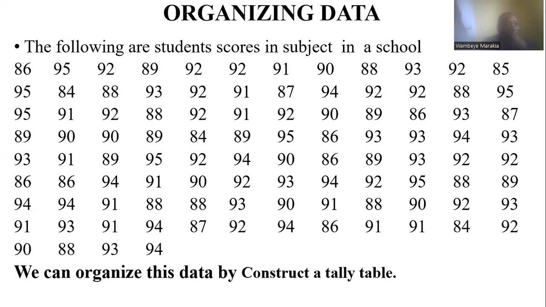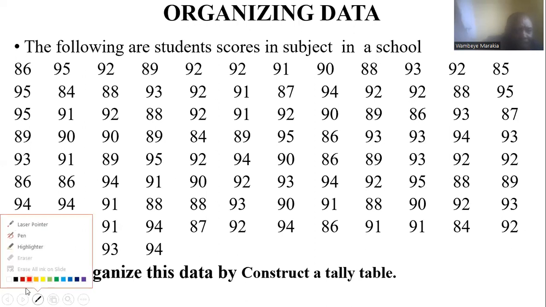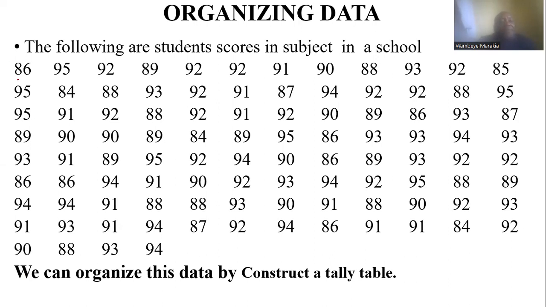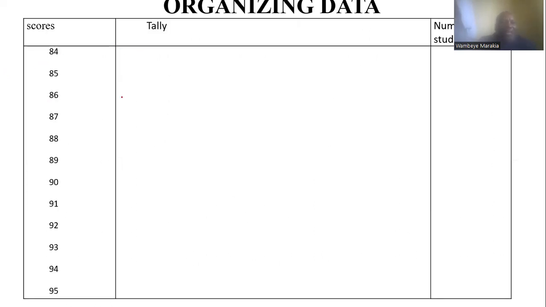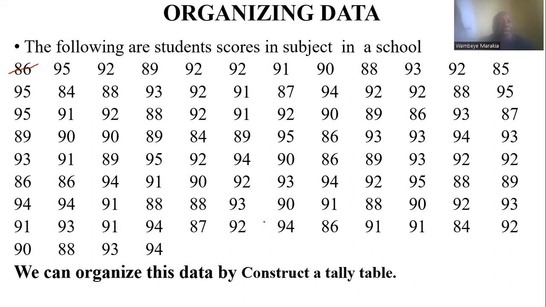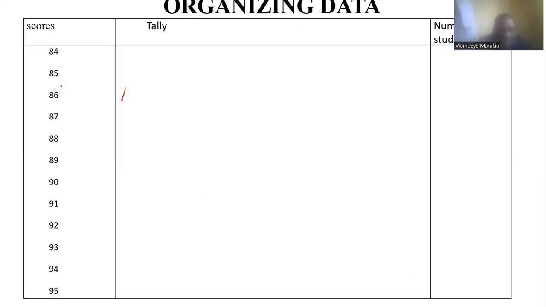We look at the values we have been given here, and we take a pen. I'm taking a red one. When you have these values, the first value on our list is 86. So you cross out this value, and you come to our data and look for where 86 is, and you tally it with a stroke. Then you go back. The second value is 95. You cross it out, then you go back to your tally sheet, look for where 95 is, and tally it with one stroke like that.